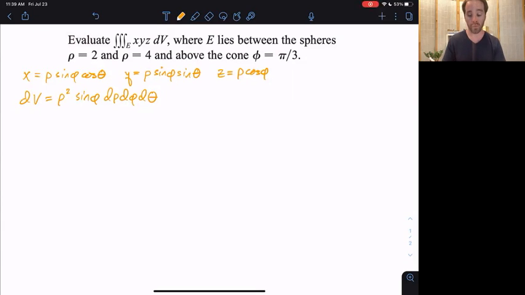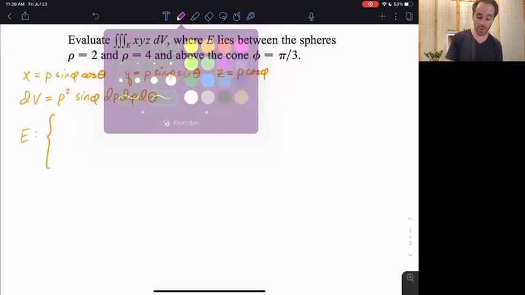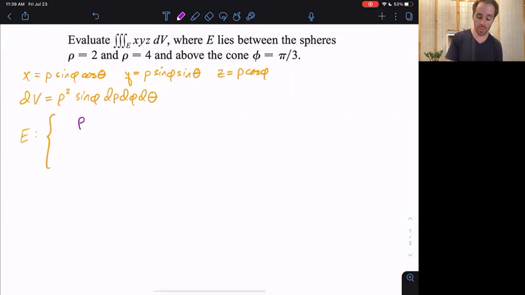So let's get a description of the domain of integration here so that we know what bounds to use. Between the spheres rho equals 2 and rho equals 4, that means that we're looking at rho being, it's pretty explicitly stated, between 2 and 4.